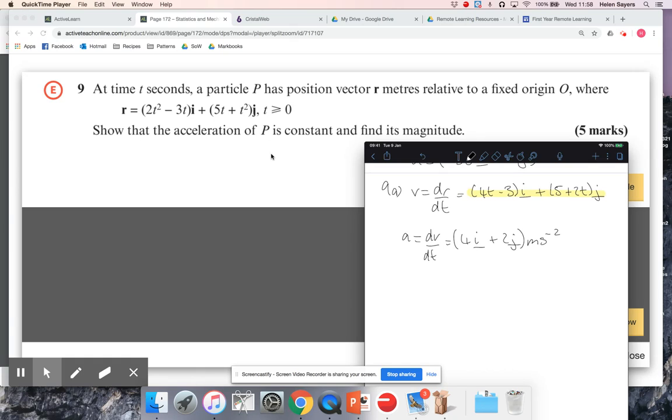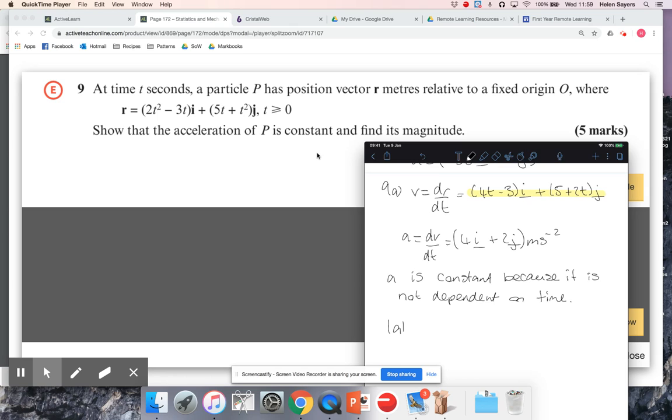So show it's constant. Well, we have done that, but let's actually really be clear that we know why. So a is constant because it is not dependent upon time. Okay.